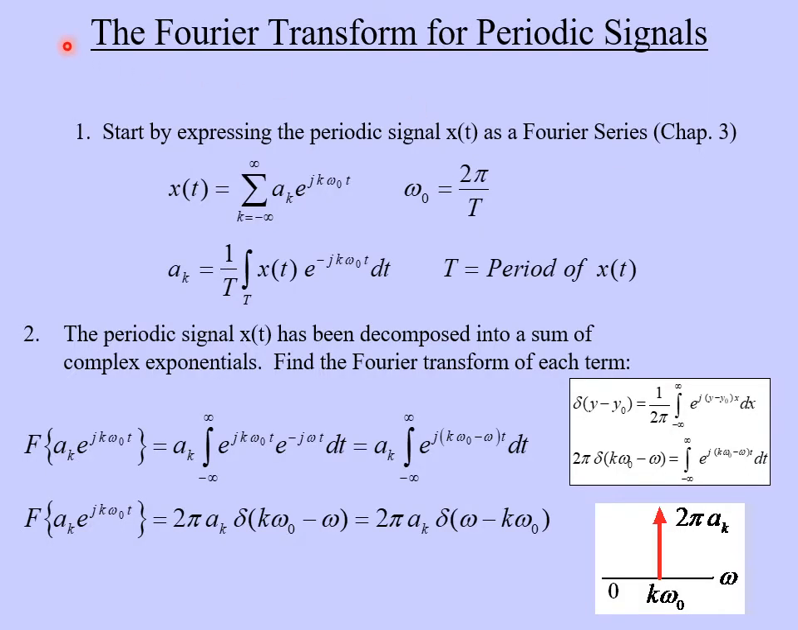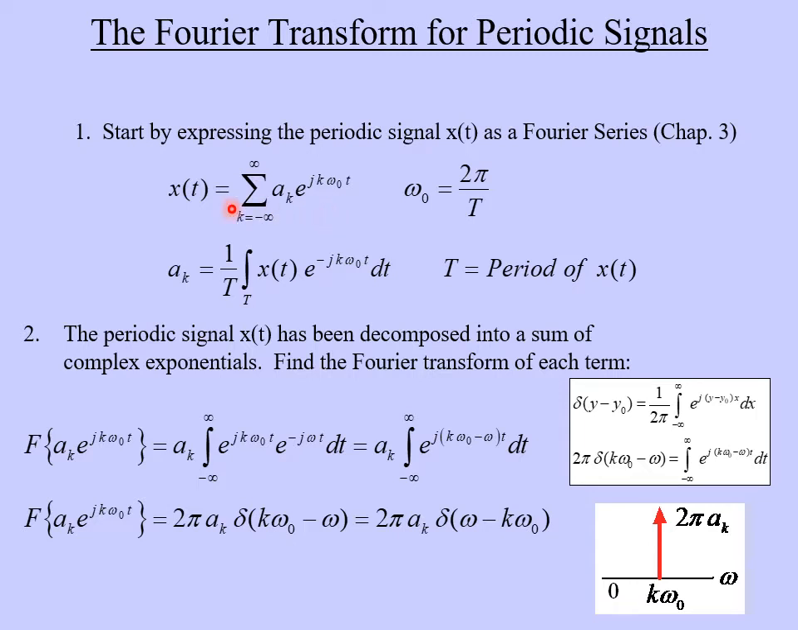So how do we figure out or derive the Fourier transform for a periodic signal? Well, the strategy here, and there can be a little bit of math involved, is to use what we learned back in chapter 3 on Fourier series. Remember that a periodic signal, x of t, can be represented as a Fourier series. And this is the complex exponential Fourier series that we used throughout chapter 3.